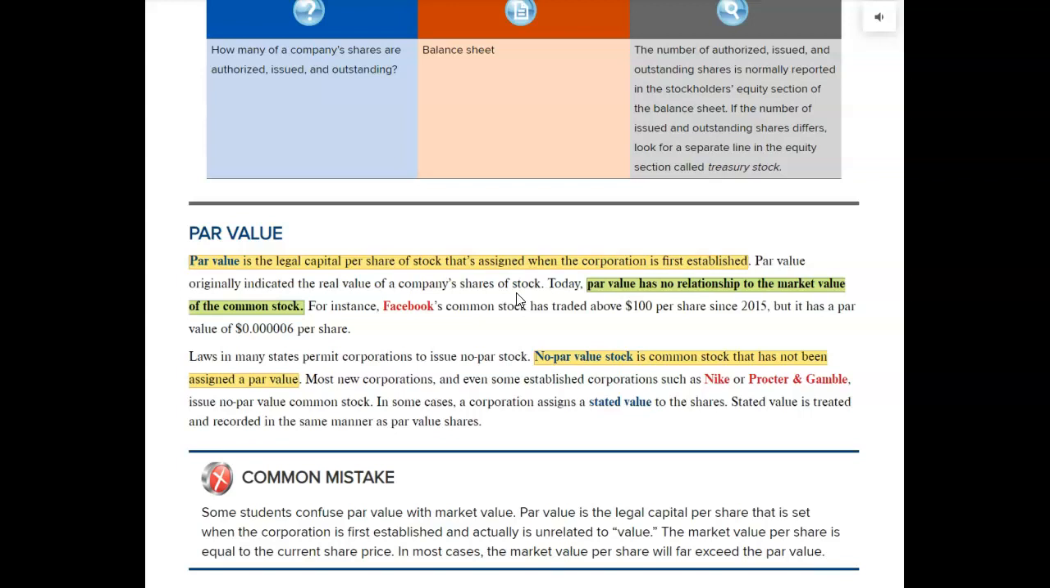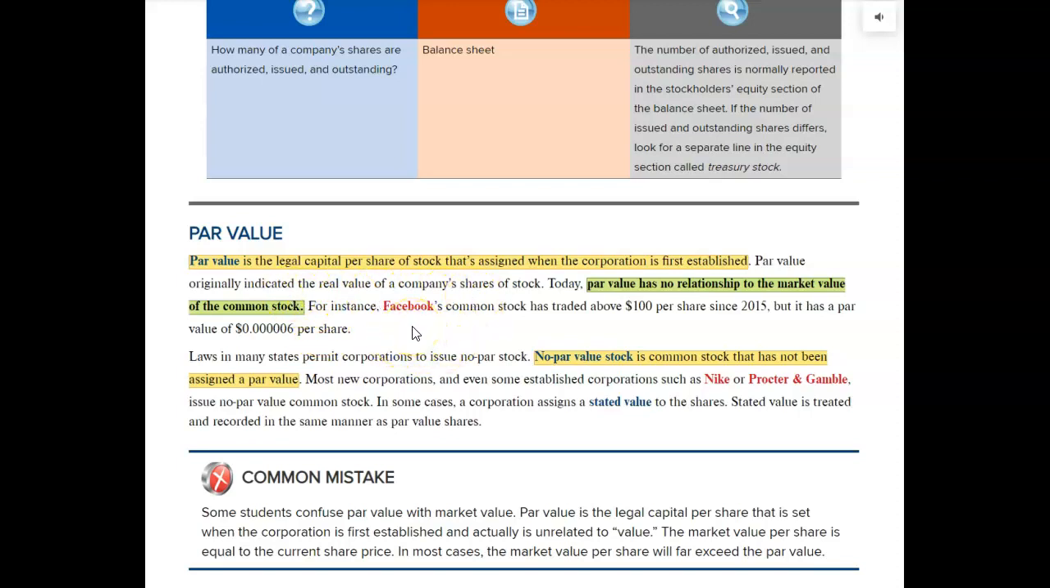Par value is just a dollar amount or a penny amount that's just set by the corporation when it first gets started. Look at Facebook, for instance. Back in 2015 it was trading above $100 per share. Its par value is far less than a penny. So that's why I just don't think that second sentence is true. So don't worry about it.